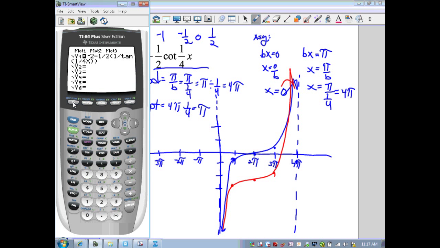Let's verify using a calculator. Here I have a negative 2 minus 1/2. Then for cotangent, it's 1 over tangent of 1/4 x. I set my window as usual. And here's the graph. Let's calculate a value. Here I'm going to check pi. That should end up being a negative 2.5. And it does, therefore my graph is correct.